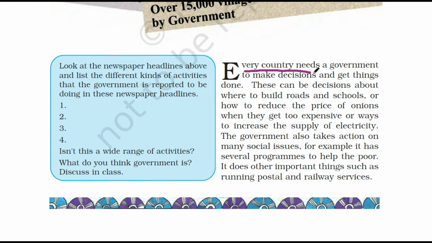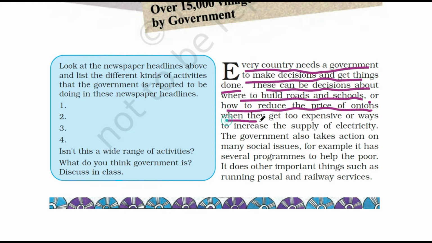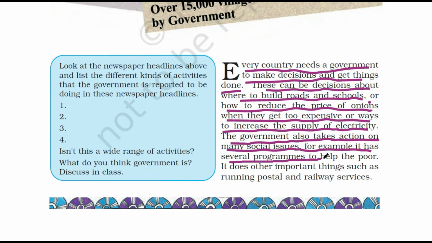So every country needs a government to make decisions and get things done. These can be decisions about where to build roads and schools or how to reduce the price of onions when they get too expensive or ways to increase the supply of electricity. The government also takes action on many social issues. For example, it has several programs to help the poor.